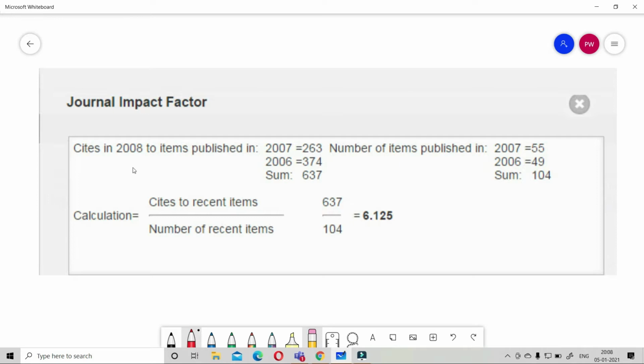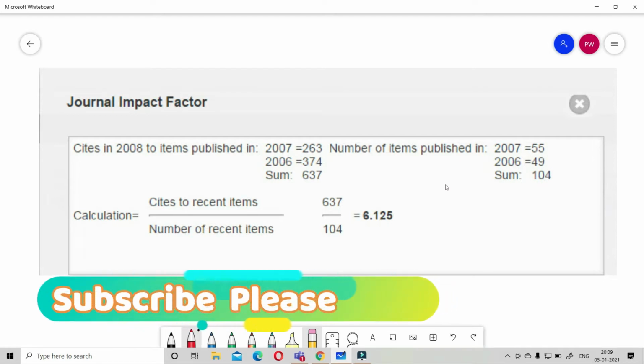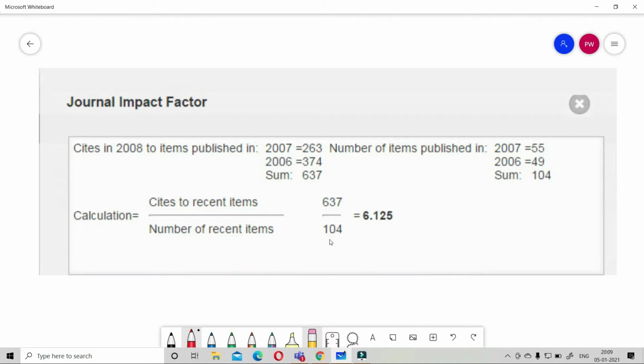Now, the impact factor can be calculated from the citations in the recent 2 years. Let us suppose for a particular journal, the total number of citations is 637 for 2006 and 2007, and the number of items published is 55 and 49, that is 104. So its impact factor is the number of citations divided by the number of recent items, meaning the published articles in that particular journal. When we divide these two values, we get 6.125.